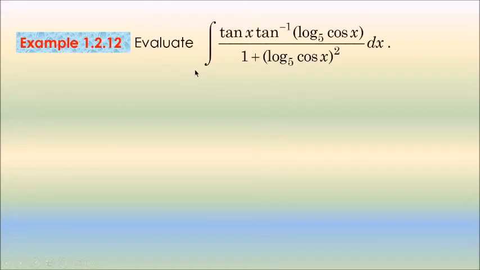Example 1.2.12. Evaluate the integral of tangent x times tangent inverse of log of cosine x to the base 5, all over 1 plus (log of cosine x to the base 5) squared, dx. So here, the possible u is tangent inverse of log of cosine x to the base 5.